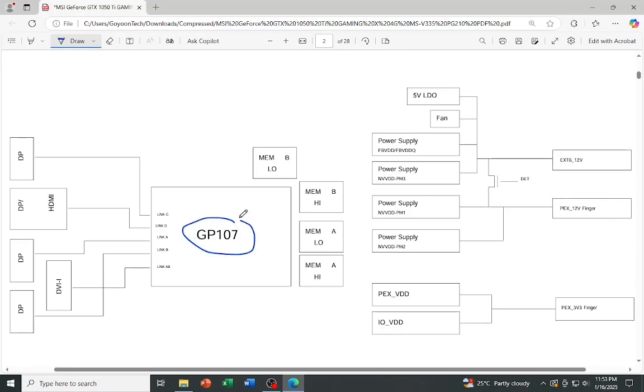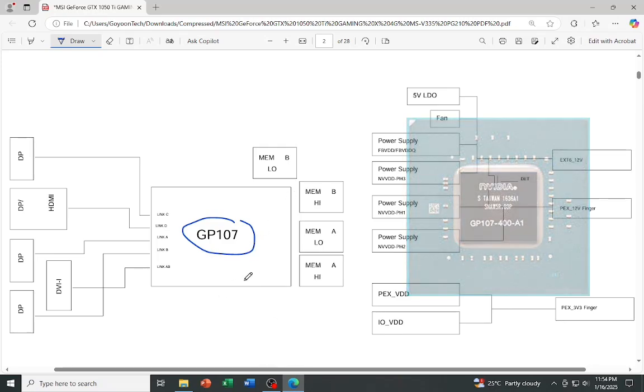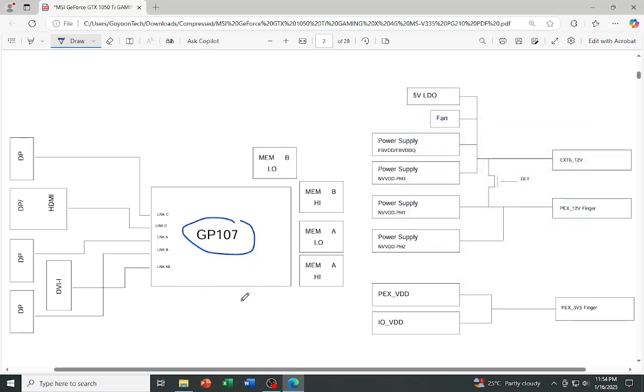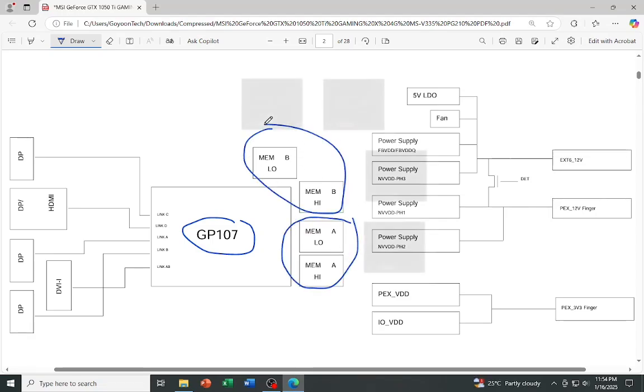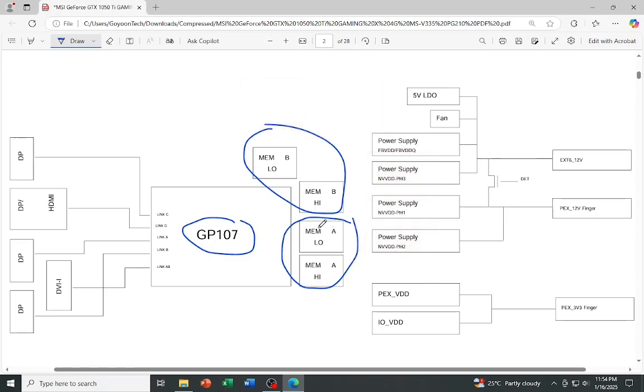This one labeled GP107 is the main V-core chip or the main GPU chip, which is located at the middle of the motherboard of the GPU. It is a big chip, and these are the memory chips, which are located around the GPU chip or the V-core. It has two channels, A and B, with high and low.